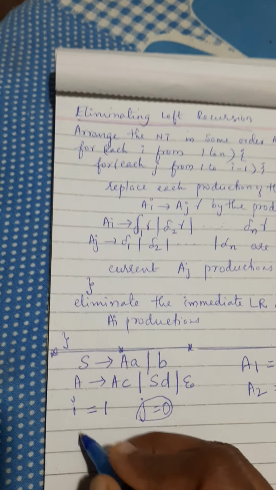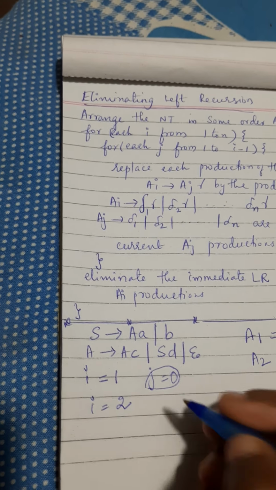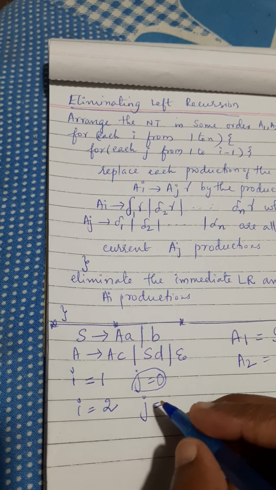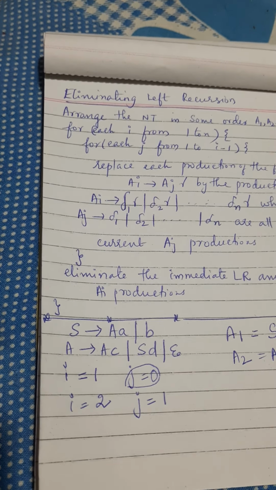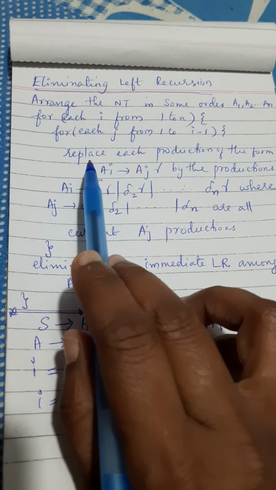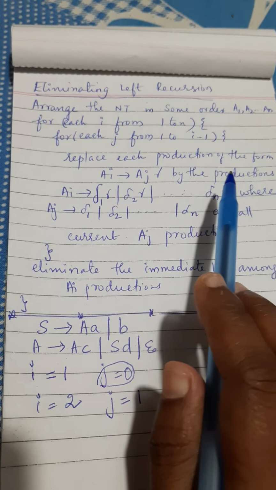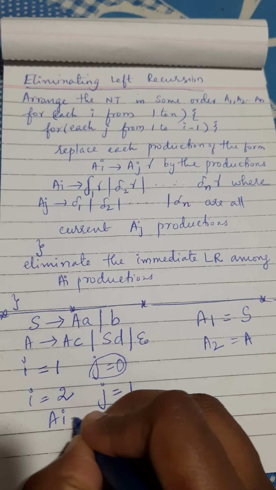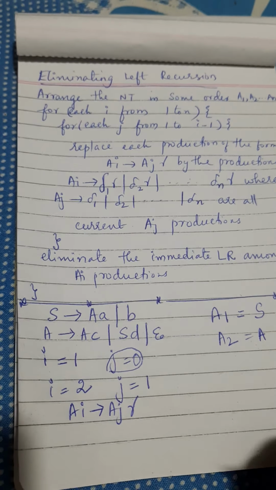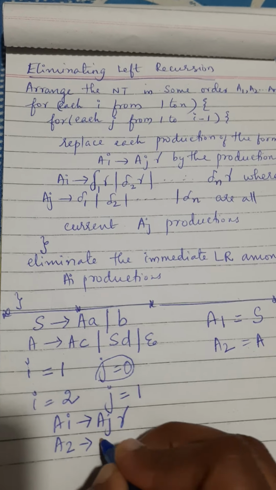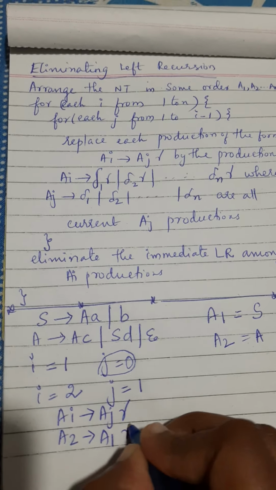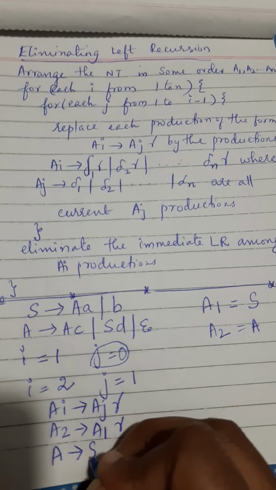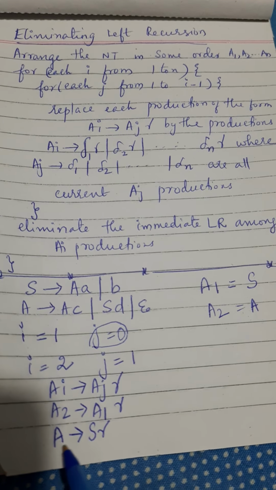It will be the second iteration. i will be incremented to 2 and the inner loop j will start from 1 to i minus 1. i minus 1 is 2 minus 1, that is 1, so j is equal to 1. So it will come inside the inner loop. In the inner loop, what you are supposed to do is replace each production of the form Ai derives Aj gamma. So now we have to check whether any of the productions are in this form. Ai here means A2, and j here is 1, that is A1. So check whether any grammar production is A2 derives A1 something.